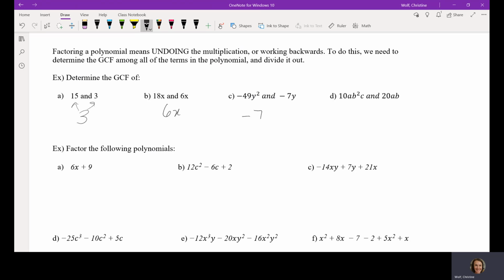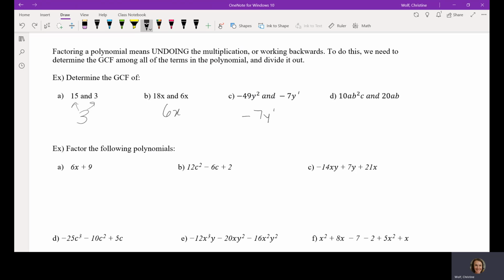Okay, now look at the letters. Let's look closely. One of them has y squared and one of them has y. So this first guy has 2 y's, but he only has 1. So they actually only have one y in common. I cannot take two y's out of him because he doesn't have two to give, but I could take one out of each. So that would be the common factor I could divide out of both of those.